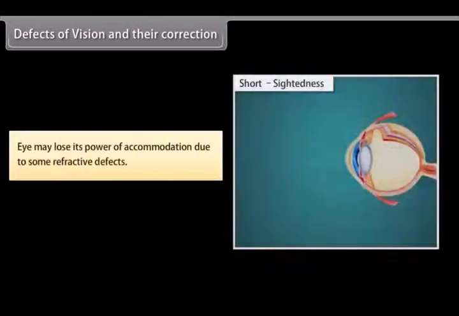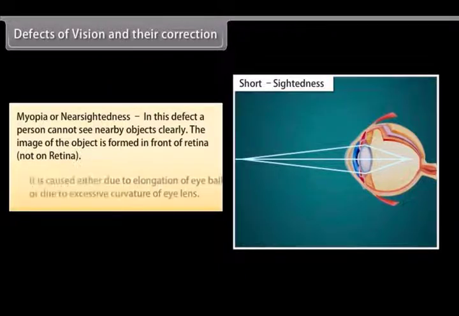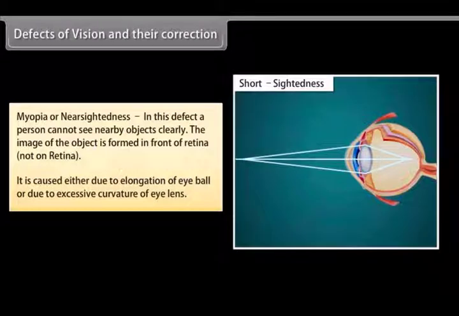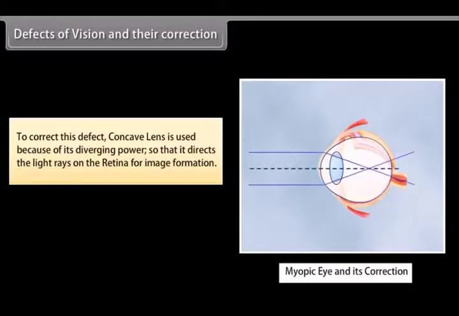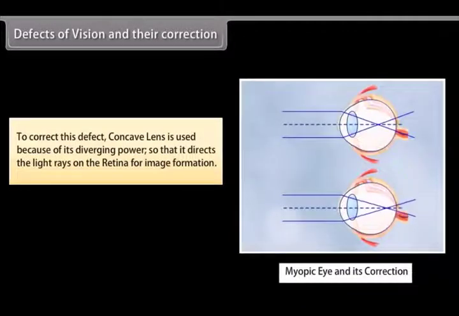Defects of vision and their correction. The eye may lose its power of accommodation due to some refractive defects. There are 3 such defects. Myopia or nearsightedness. In this defect, a person cannot see nearby objects clearly. The image of the object is formed in front of the retina. It is caused either due to elongation of the eyeball or due to excessive curvature of the eye lens. To correct this defect, a concave lens is used because of its diverging power, so that it directs the light rays on the retina for image formation.